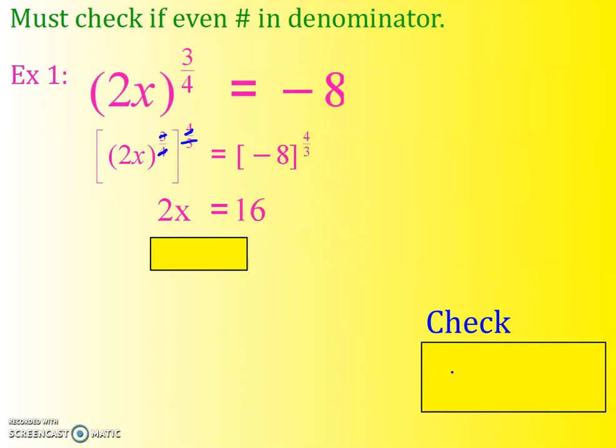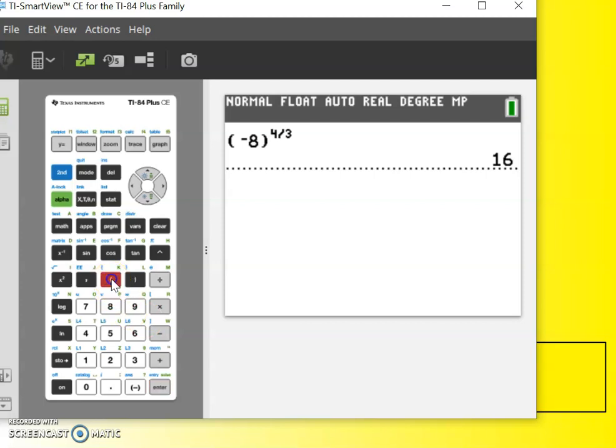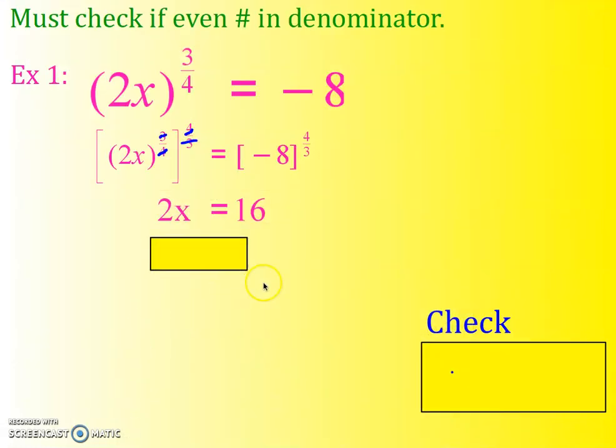You can also use your calculator if you want and type it in, -8 raised to the 4/3 power. Notice I had to put the -8 in parentheses. To get it up in the exponent, you use the caret, and then you can just hit 4 divided by 3, and it gives you 16. So if you're comfortable with your calculator, you may use it. Okay, solve for x, divide both sides by 2, we get x equals 8.